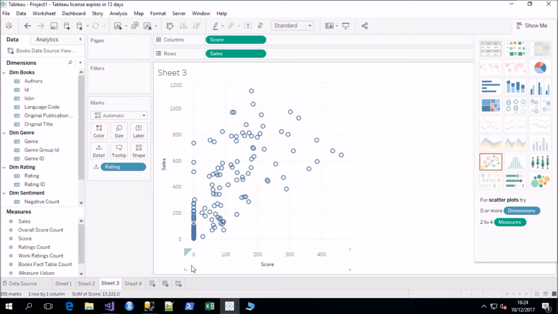The rating and score as well as the rating and sales are almost correlated to each other, but there are some exceptions in which some books did not receive positive or negative tweets. So we can conclude that to some extent the positive score, that is the Twitter score, and the sales of books are related to each other. So positive score means the sales of the books are also good.